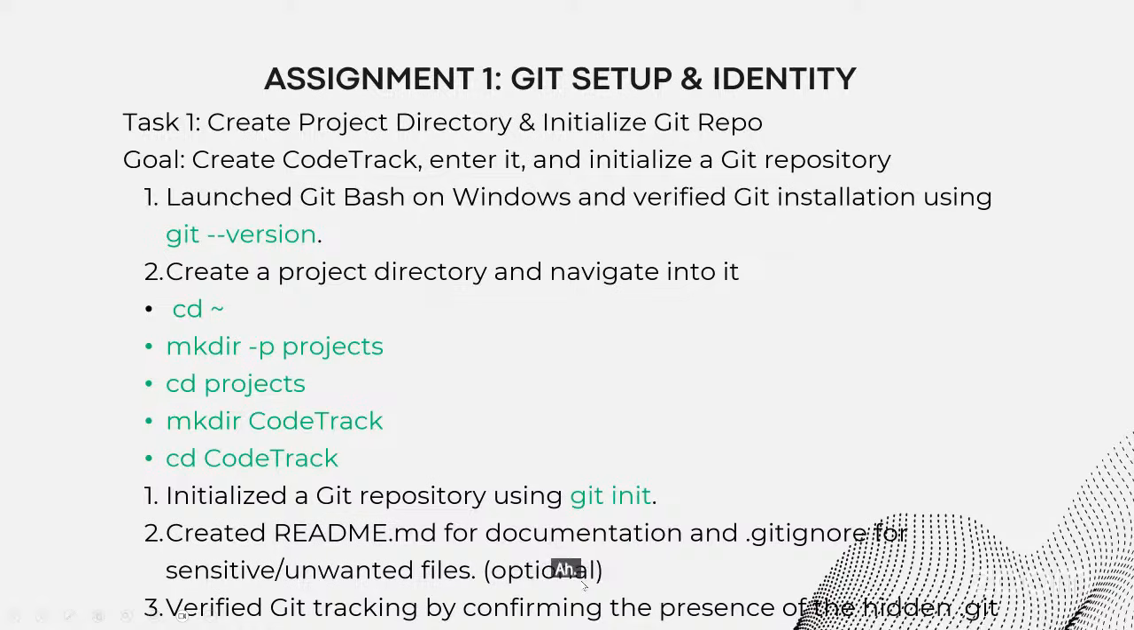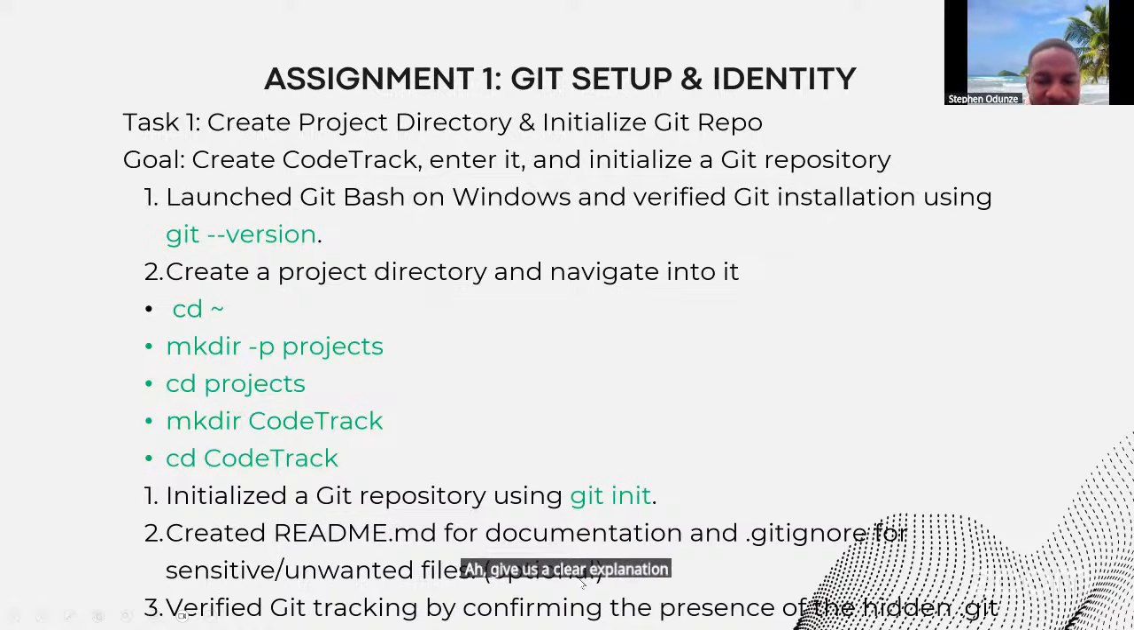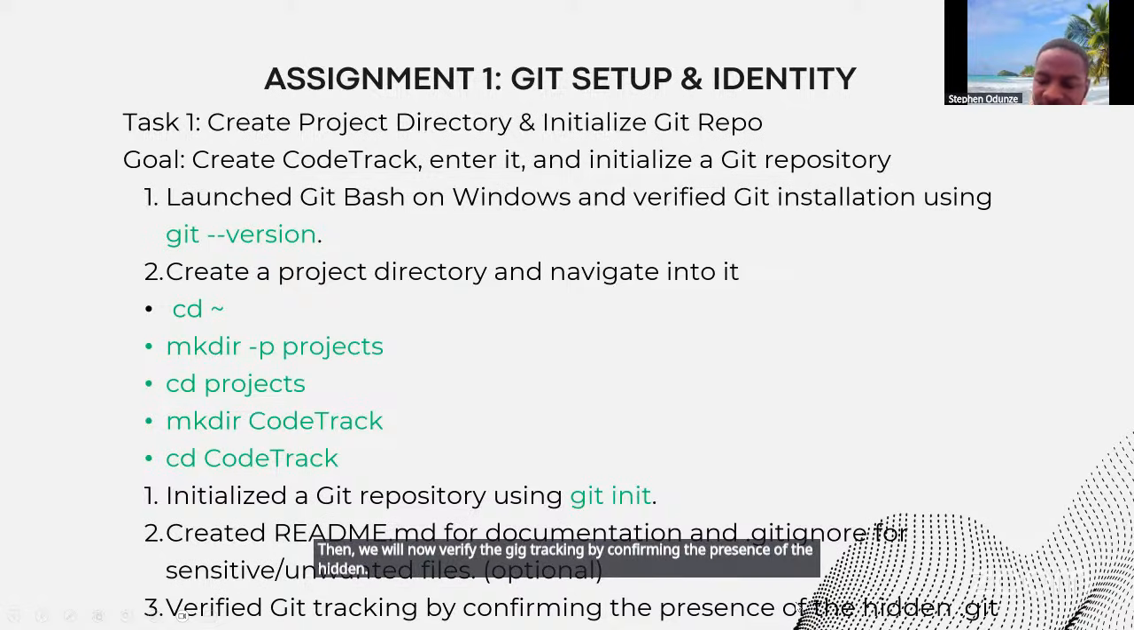I will give us a clear explanation of what this README and Git ignore files do. Then we will verify the Git tracking by confirming the presence of the hidden .git file.